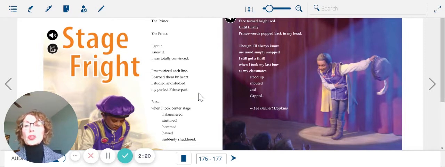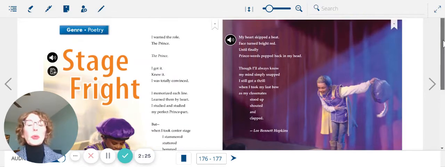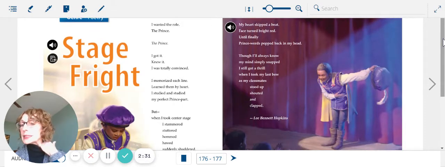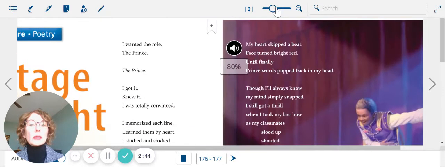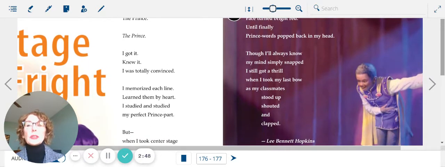One of the poems that you'll be reading today is titled Stage Fright. Again, it's a narrative poem. I'm going to go ahead and read parts of this poem, perhaps the whole poem, and then we'll identify some examples of literary techniques used in narrative poetry. All right, I'll go ahead and read. Let me see if I can just get this a little larger. There we go. Okay, Stage Fright.